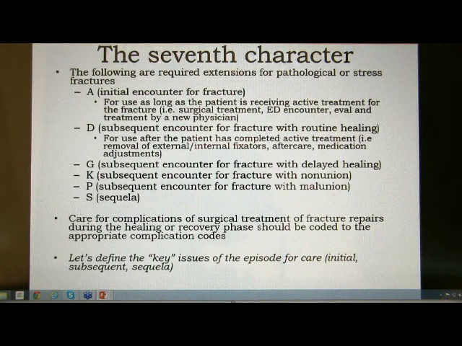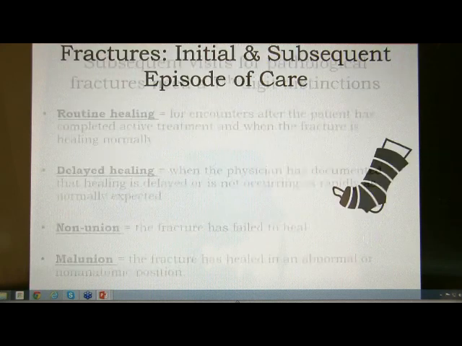I believe the goal of using the subsequent encounter G, K, and P seventh characters would be for those patients who are going to require more work than a routine healing, and that would help support possibly additional office visits than the standard fracture care. And then you guys are all aware what the designations are between those types of healing.